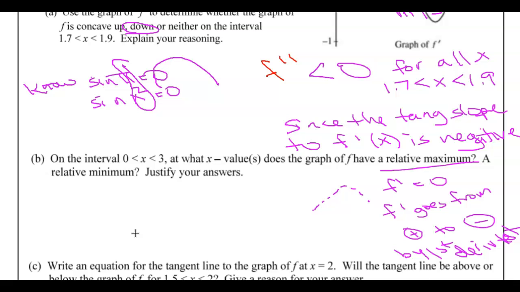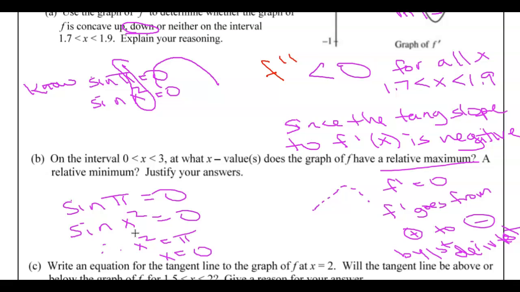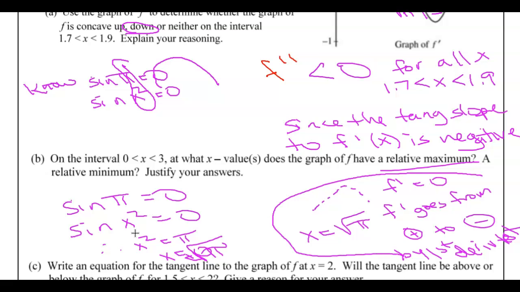So that would be my justification. I'll write it down here. Sine of pi equals 0. Sine of x squared equals 0. Therefore, x squared equals pi, x equals, why did I write that? I don't know why I wrote 0. Root pi, plus or minus. So at x equals root pi, with all of this justification, I had the rules and I had the value.